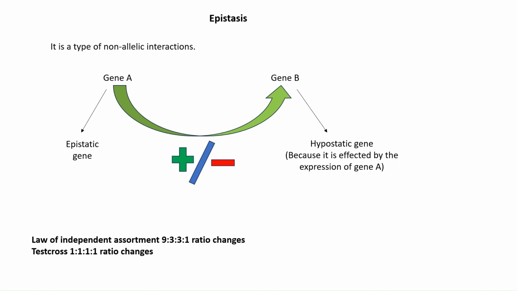Now, when we study epistasis, we will see that the ratio 9:3:3:1, the ratio of the law of independent assortment, and the test cross ratio, which is always 1:1, change. Here, because we are taking two characters, it will be 1:1:1:1, four times 1. When we study a monohybrid cross, the test cross ratio comes 1:1. Clear? So these two ratios get changed in case of epistasis.